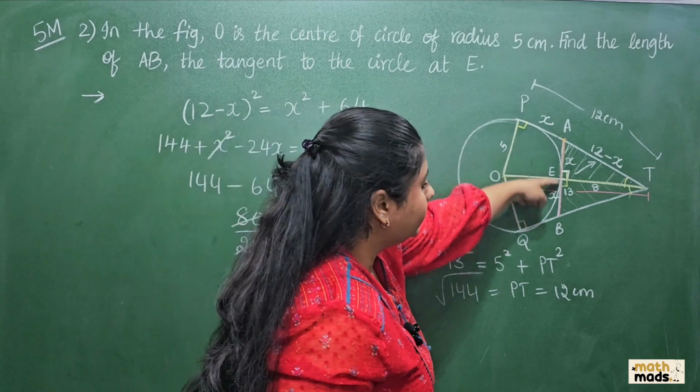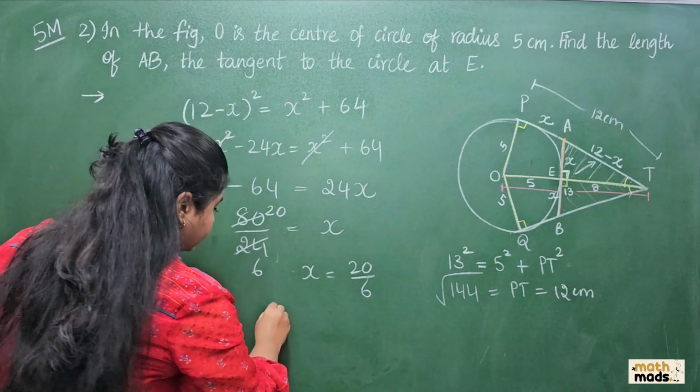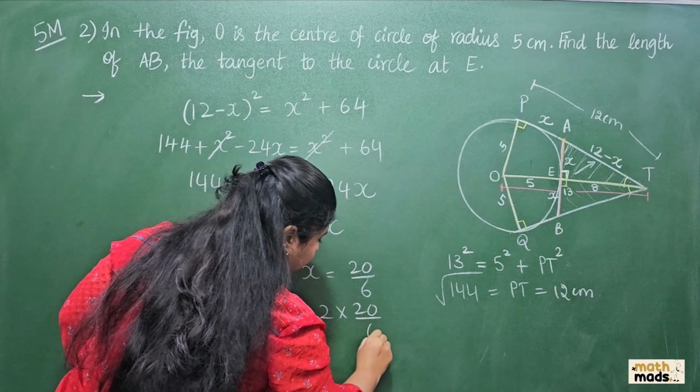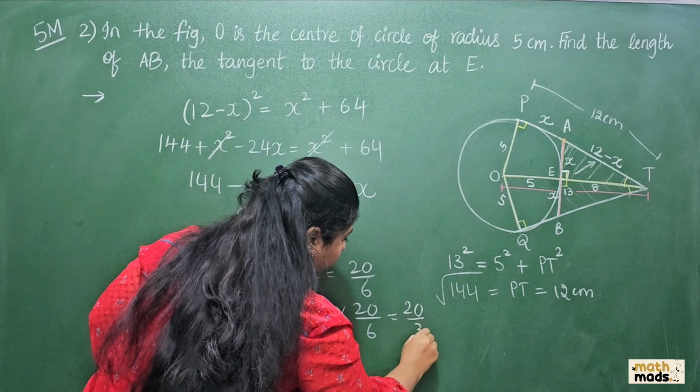But what am I supposed to find? AB, which is 2 times x. So AB is equal to 2 into 20 by 6, which is 20 by 3 centimeter.